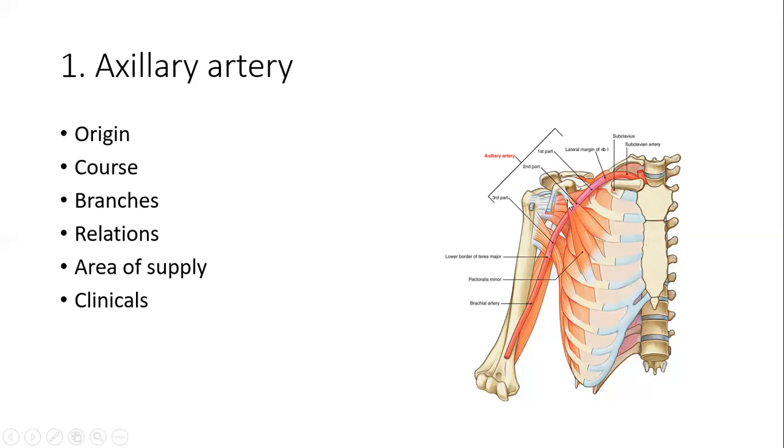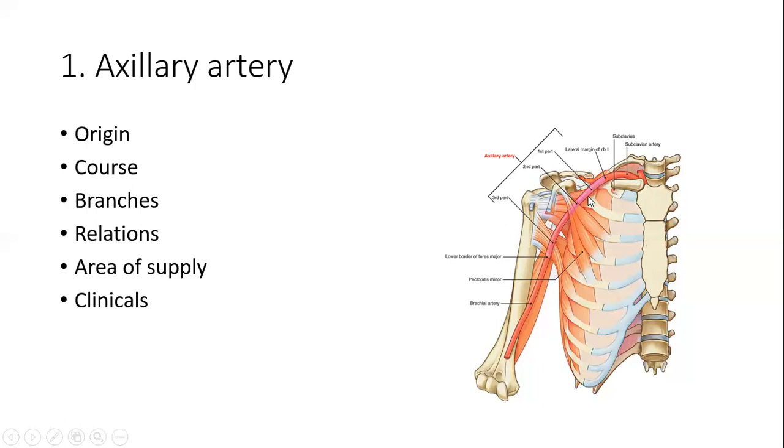Because of the crossing of pectoralis minor anteriorly, for descriptive purposes the axillary artery is divided into three parts. The first part of axillary artery is the one that extends from the outer border of the first rib up till the upper border of pectoralis minor. The second part lies deep to pectoralis minor, and the third part extends from the lower border of pectoralis minor up till the lower border of teres major muscle.